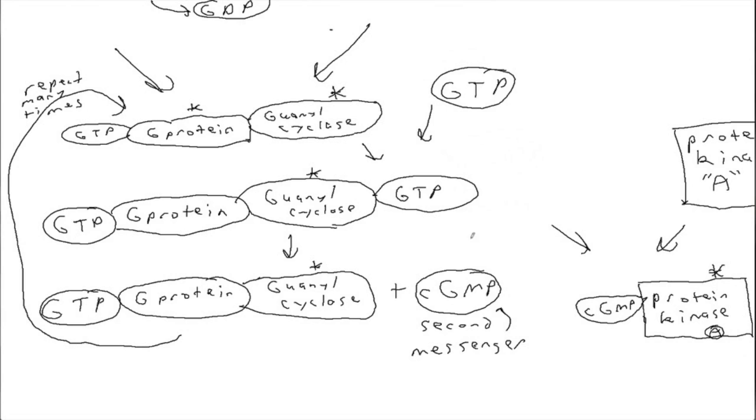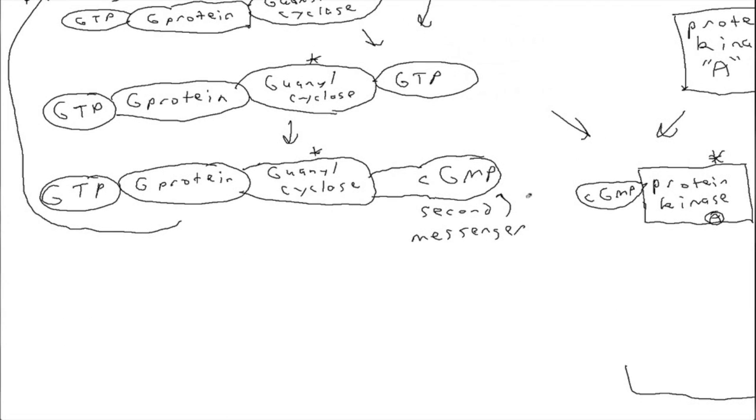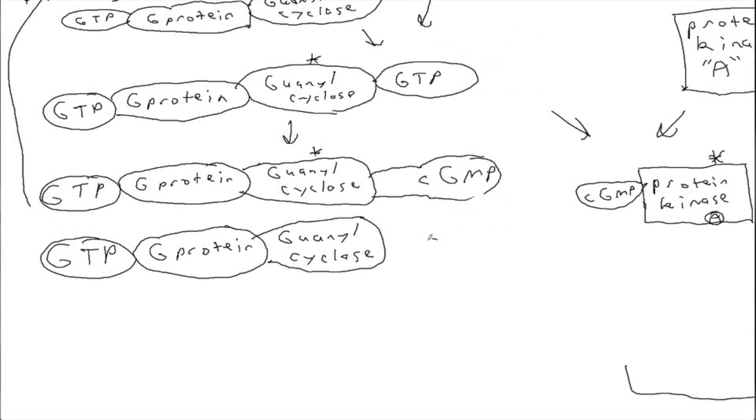Okay, so I'm trying to write out more clearly what's happening here. The guanyl cyclase attaches to the GTP, and it turns the GTP into cyclic GMP, and then it releases the cyclic GMP.